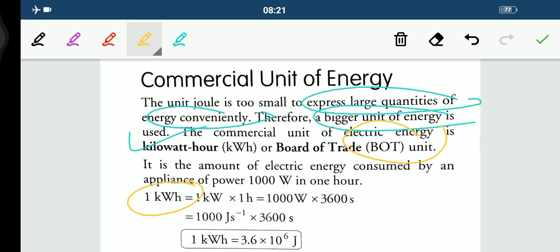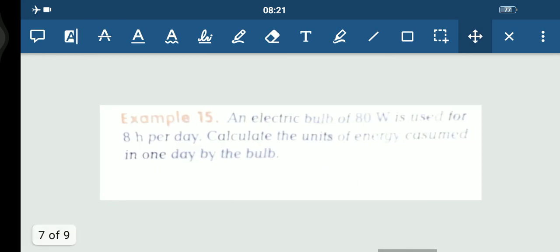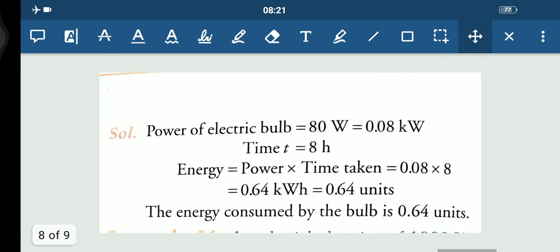Now 1 kilowatt hour is equal to how many joule, bachche? See, first of all, 1 kilowatt hour. So 1 kilowatt into 1 hour. What is 1 kilowatt? It is equal to how many watt? 1000 watt. And what about 1 hour? 3600 seconds. So simply multiply 1000 joule per second with 3600 seconds, and we have got the answer, that is 3.6 into 10 raised to power 6 joule. Fine, children? So this was your concept.